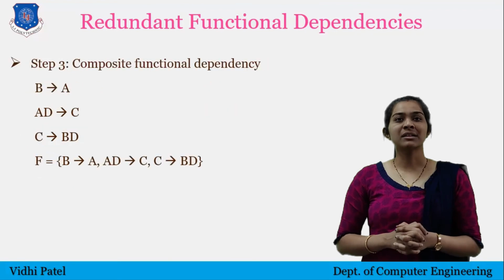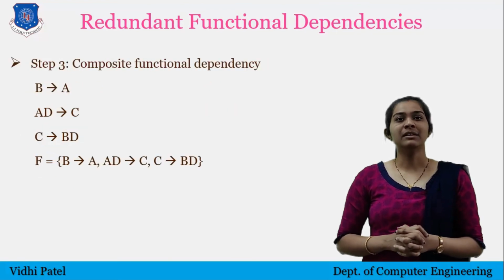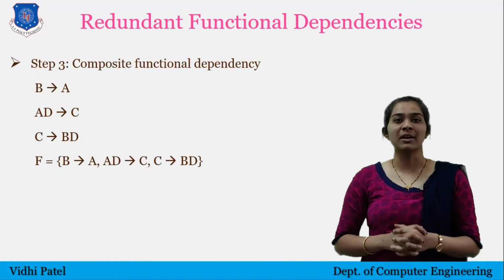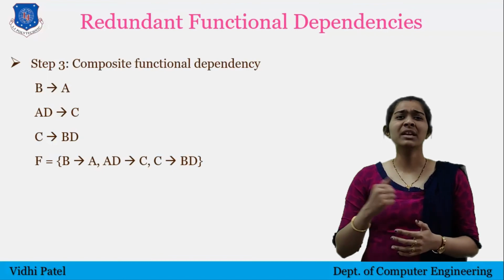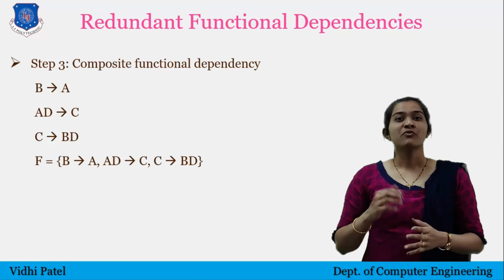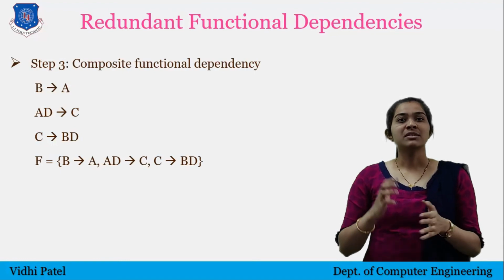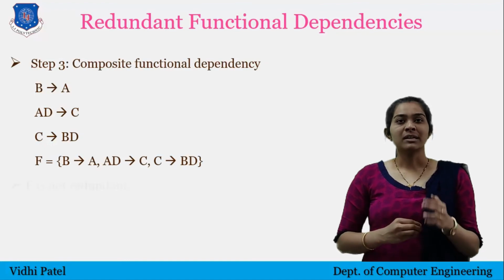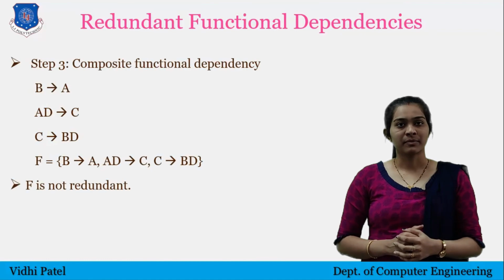Now compose the dependencies and we get B determines A, AD determines C, C determines BD, which are not redundant. So we have an attribute set F, which is a minimal form of dependency. It is not the only minimal form. We can get more than one minimal form for the same set of dependencies, depending on the method used to find the minimal form. But the F we got is not further redundant.